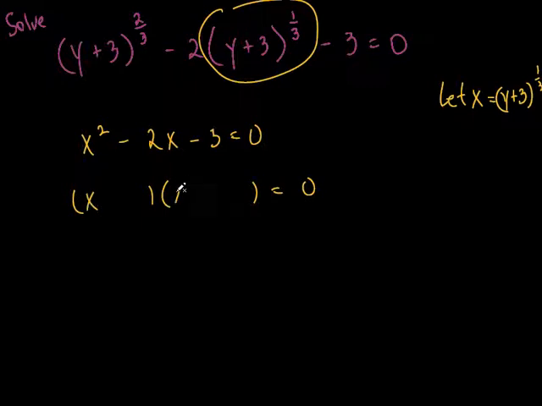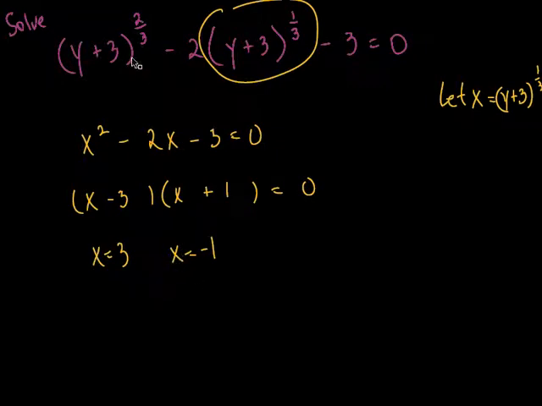So this should be an easy factoring. So it's negative 3 and what? Plus 1, right? They multiply to be negative 3 and they add up to be negative 2. So that means x equals 3 and x equals negative 1. Alright, that was pretty simple. I think we all got that. As long as you get the substitution, solving for x wasn't that big of a deal. So now what do we do?